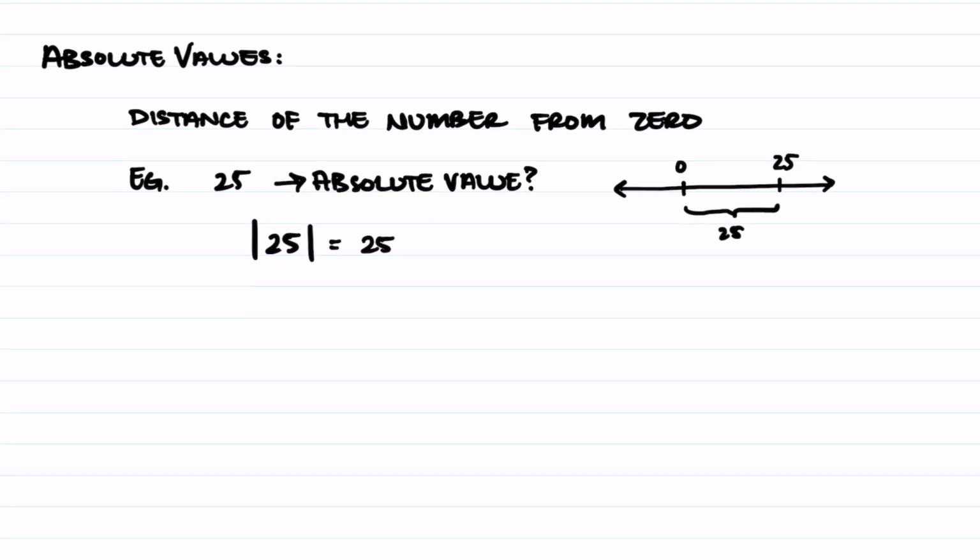Now, where this really makes an impact is when you're looking at negative numbers. So let's look at negative 3, for example. We're going to ask the same thing. What's the absolute value? So we start off by writing down the absolute value sign and then negative 3. This is showing that we want to find the absolute value of that number.